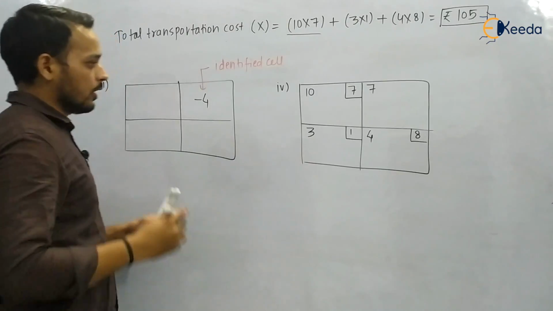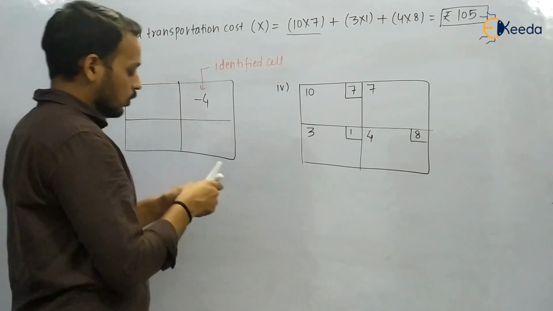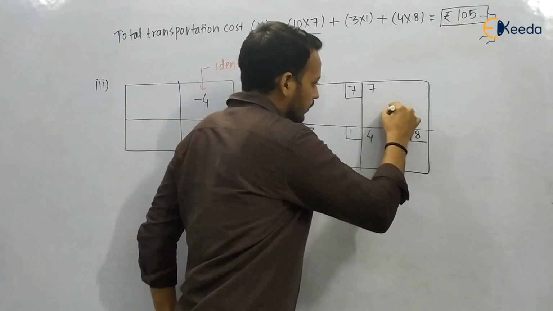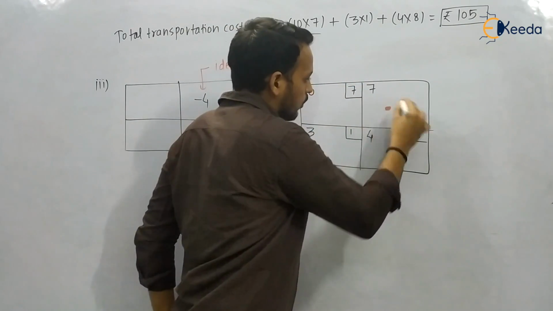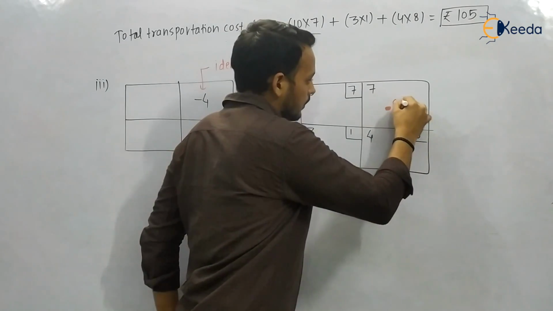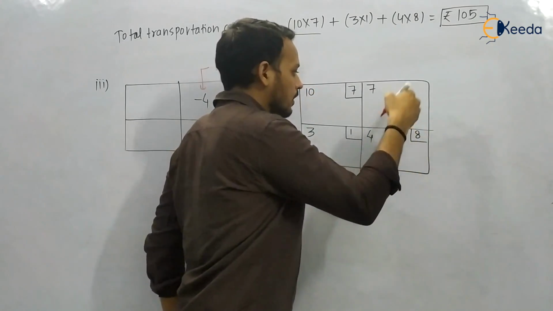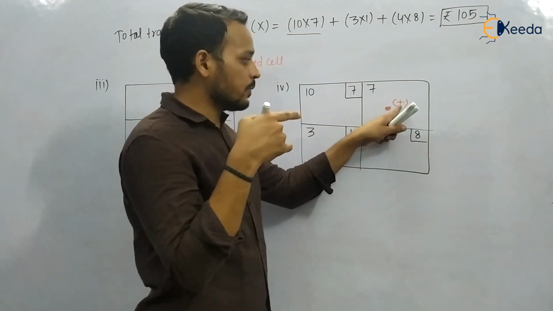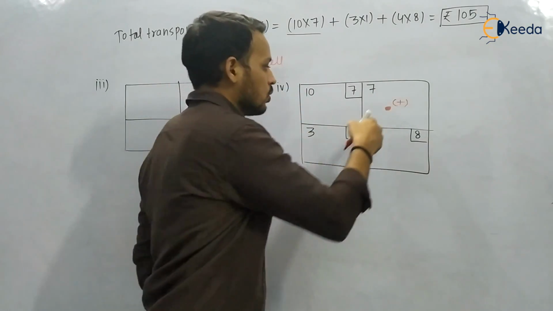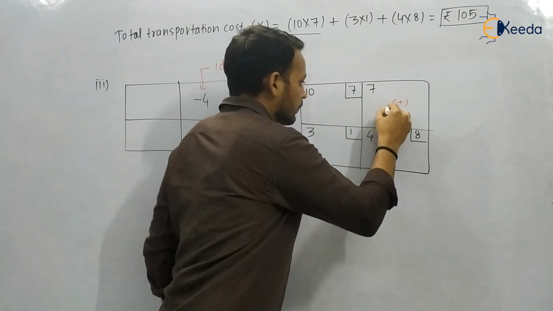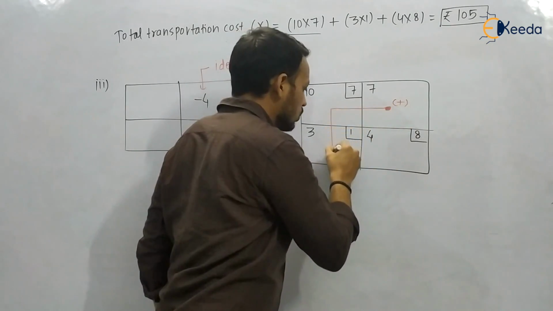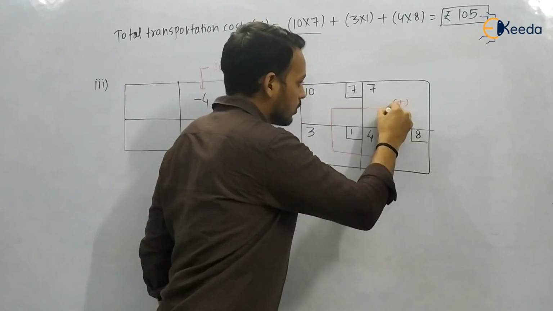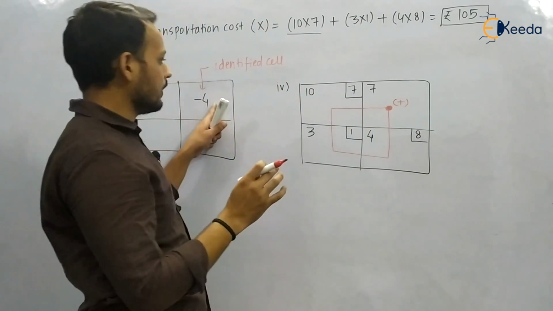So how to provide the allocations? Starting from the identified cell, be careful, starting from the identified cell with positive sign. Why positive sign? Because here we have to provide some units, so we have to put the positive sign. So starting from the identified cell, form a closed loop with alternate sign. This is the identified cell.